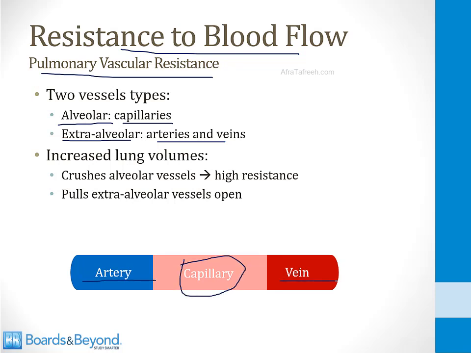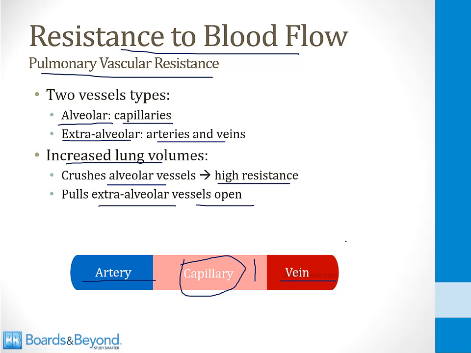drained by a vein. When the volumes in the lungs and the alveoli increase, it has different effects on the alveolar and extra-alveolar vessels. Higher lung volumes tend to crush the alveolar vessels, and this causes them to have high resistance. Basically, they're smushed so that their diameter becomes very small, and this causes a lot of resistance to flow. However, the extra-alveolar vessels, like the arteries and veins, are pulled open, so they actually have lower resistance at higher lung volumes.